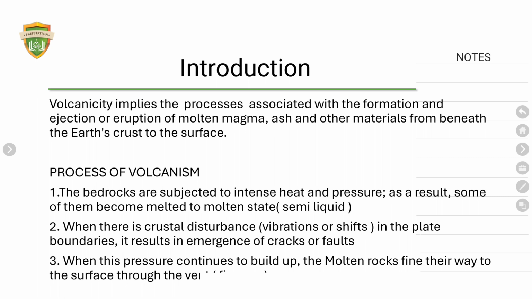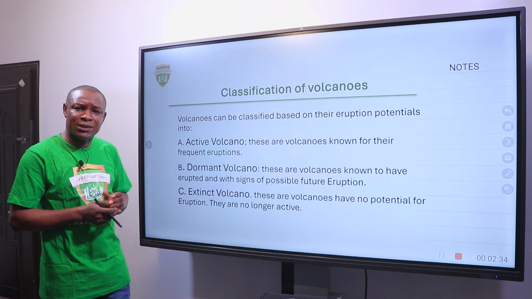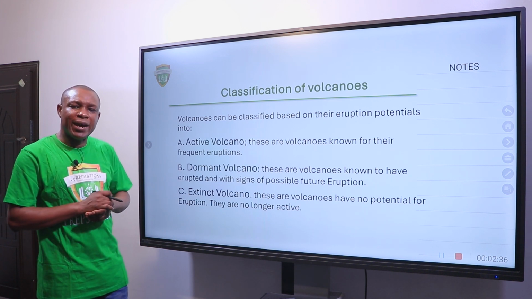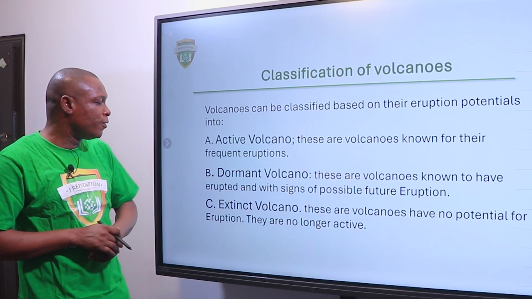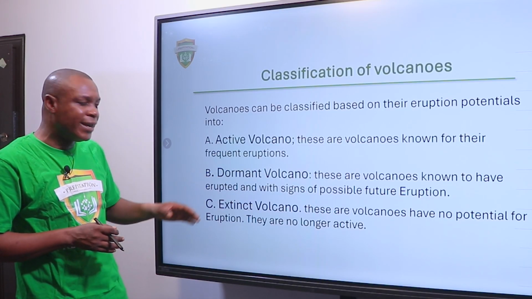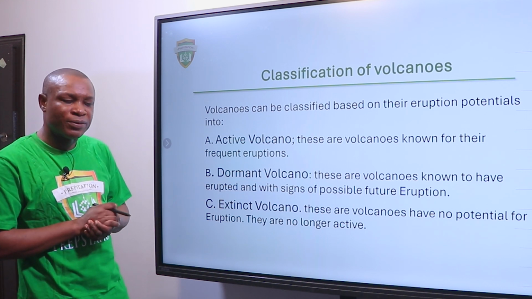Number two, when there is crustal disturbance, that's vibration or shift in the earth's crust, this semi-liquid magma will force its way into the cracks or the fissures of the earth and then come to the surface. Based on the propensity of eruption, we can classify volcanoes into active volcano, dormant volcano, and extinct volcano.